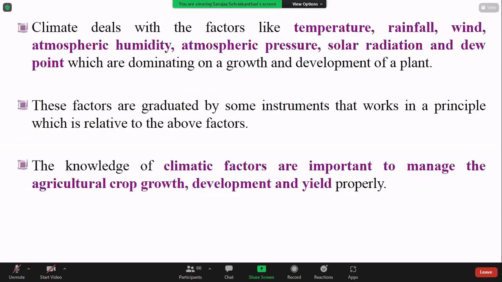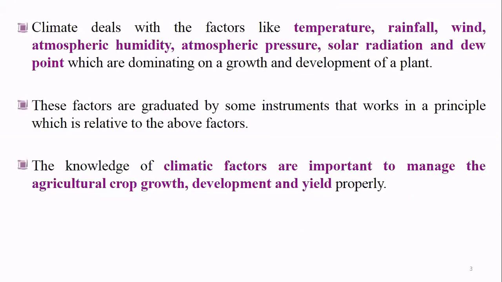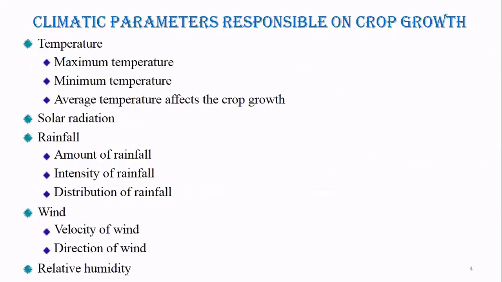Then the second one: temperature, rainfall, and wind are the most important parameters, and how they can influence crop growth and development. Then why do these parameters need to be considered by a farmer or agriculturist? These are the common questions. And what are the climatic parameters responsible for crop growth? Temperature, what is maximum temperature; rainfall, amount, intensity and distribution; and wind, velocity of wind and direction of wind.